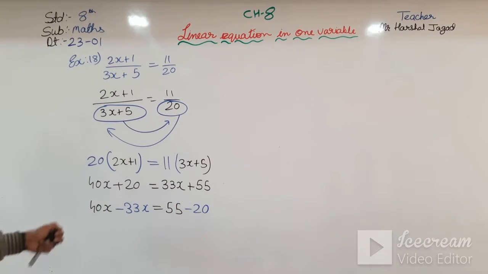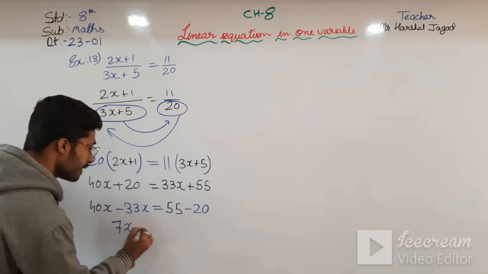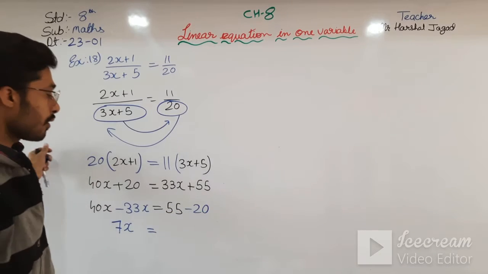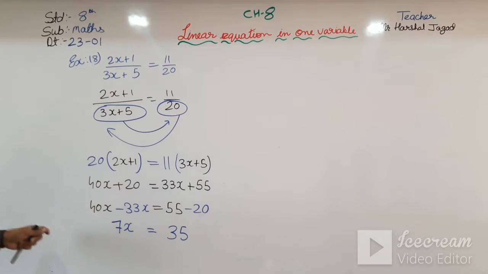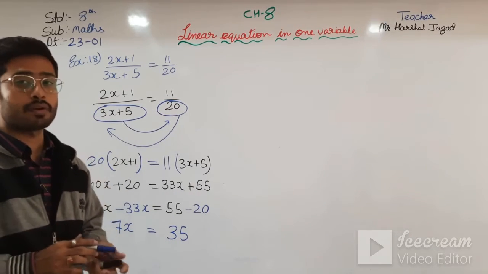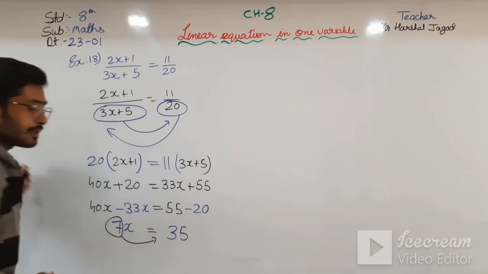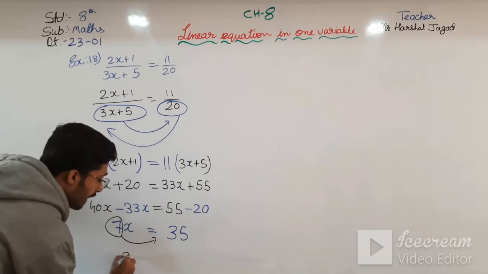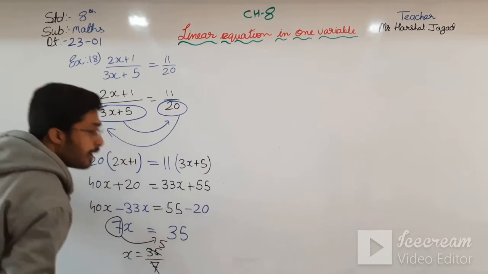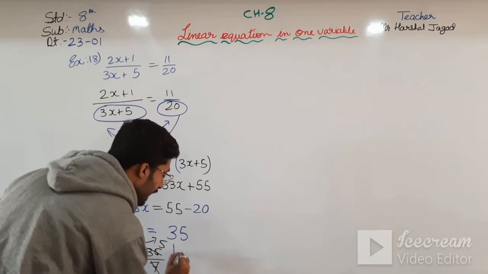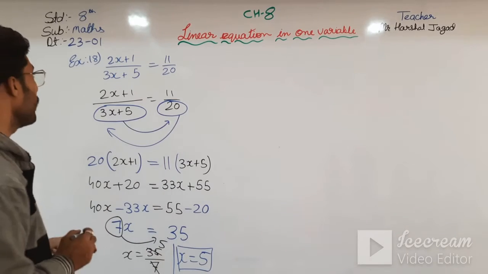Okay students, here 40 minus 33 is 7x, is equal to 55 minus 20, that is 35. So 7x is equal to 35 we have got. Now this is in multiplication with x. When it moves towards this side, it will be in division. So x is equal to 35 upon 7. That is, 7 fives are 35, and here we get x is equal to 5. Okay, x is equal to 5 we have got.